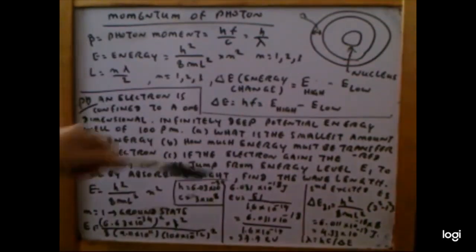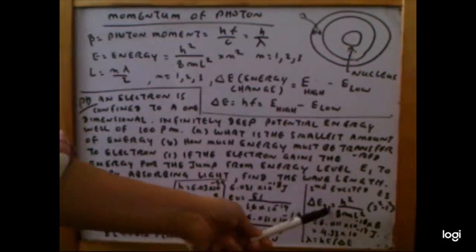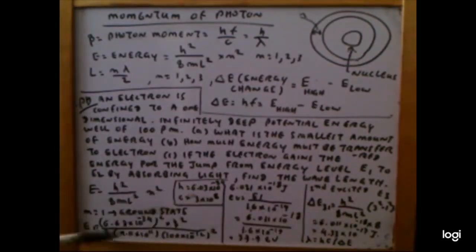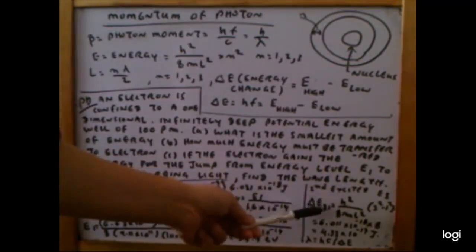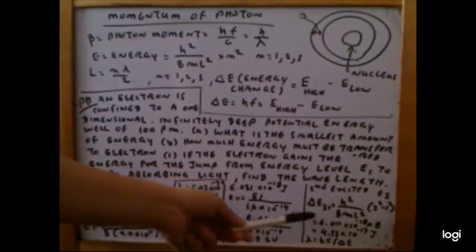And then the second is the second excited state. The second excited state is E31. The ground state is E1 and the second excited state is E3. So this is moving from 1 to 3. So E31.